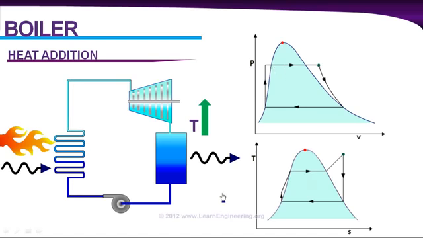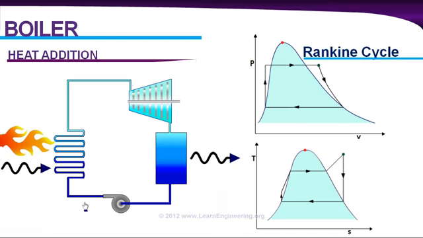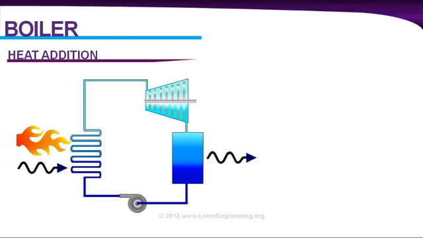Now the cycle is complete, and this cycle is known as Rankine cycle. And this is a basic Rankine cycle. In order to execute this Rankine cycle in a power plant, you will need some other accessories, especially for heat removal and heat addition. We will see that. So forget about thermodynamic cycles now.